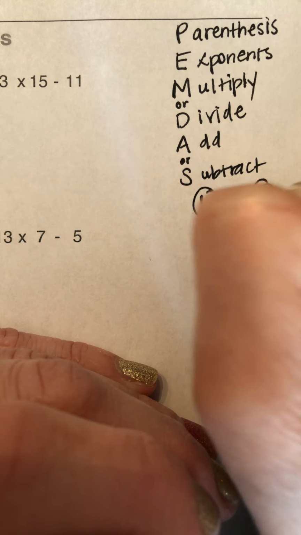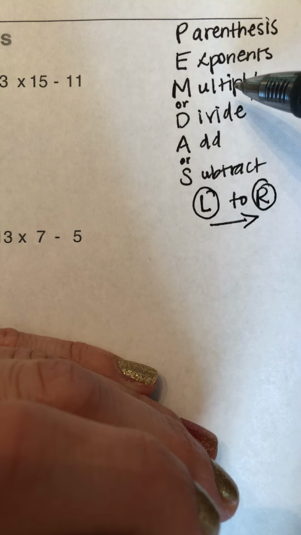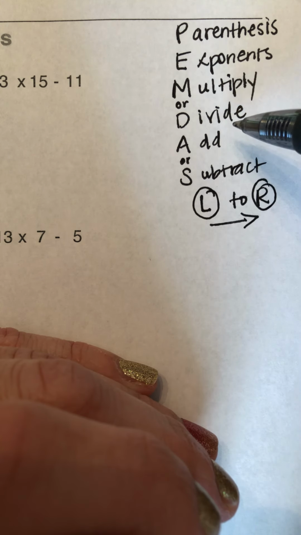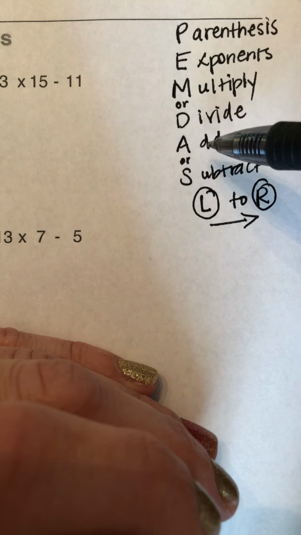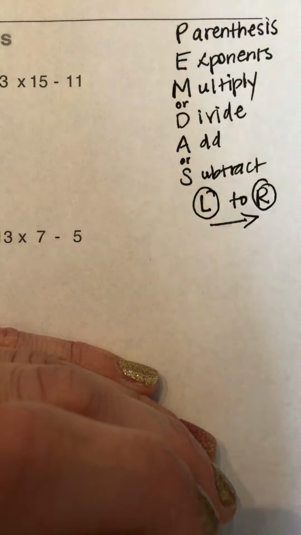So as you're reading across the problem, if multiplication comes first, you're going to do multiplication first before you would do division. If division comes first, you'll do division before you multiply, but you won't do any of those before you do addition, and then subtraction will come after that.